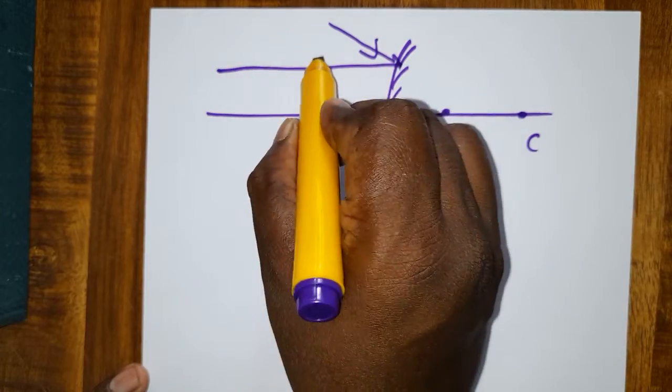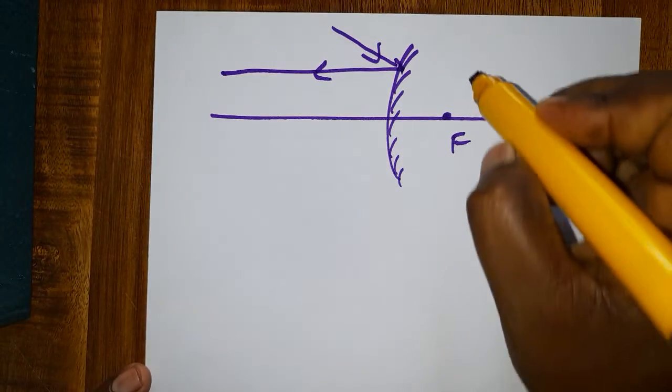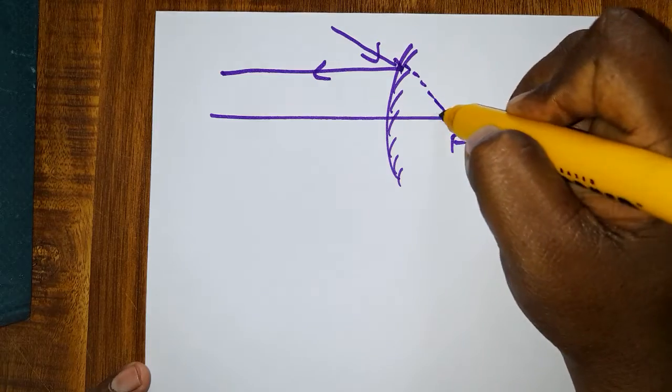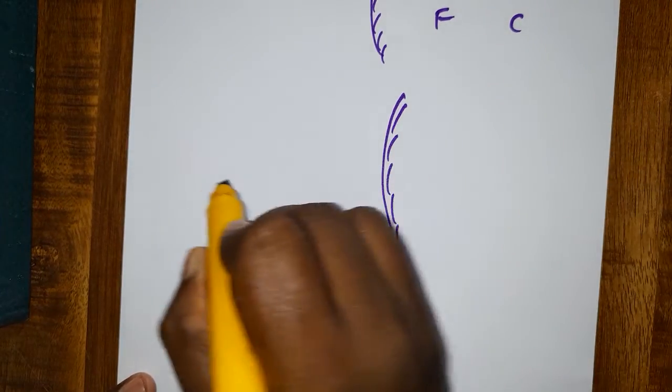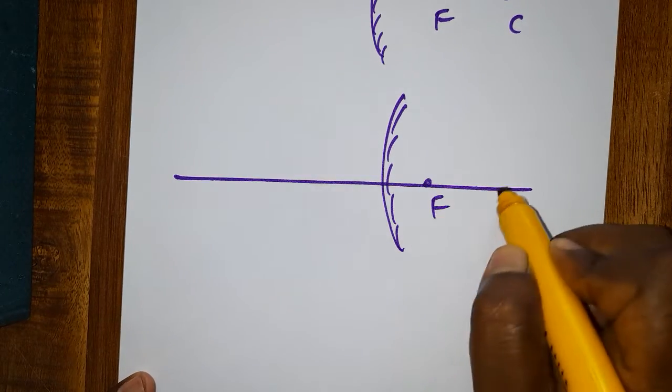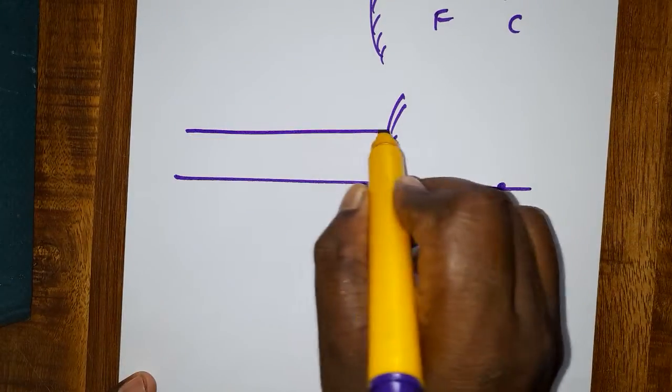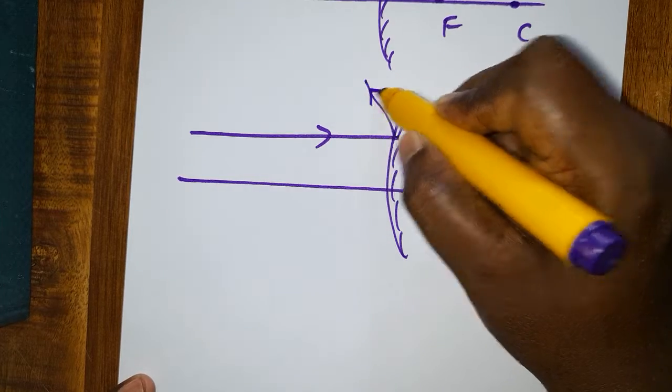Okay, it will be reflected parallel. Same only, the ray which is coming through the focus, after reflection, it will be parallel. The next one, the ray which is coming directly, after reflection, it will reflect away from the focus.